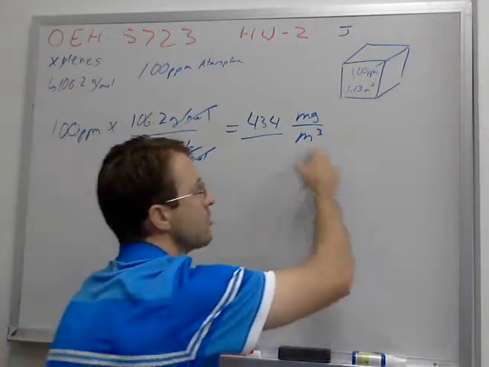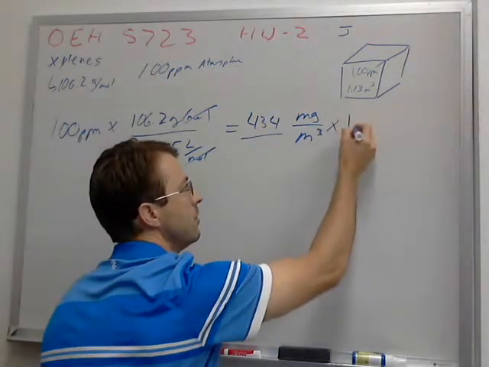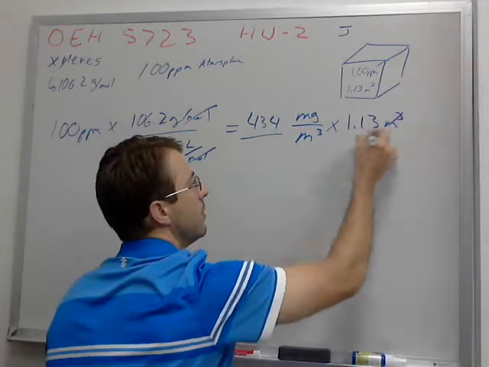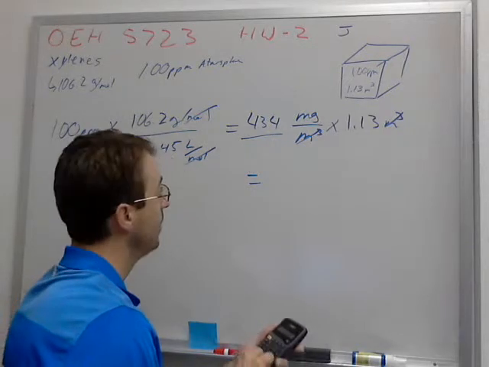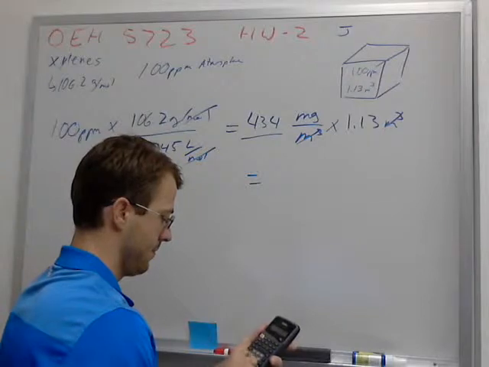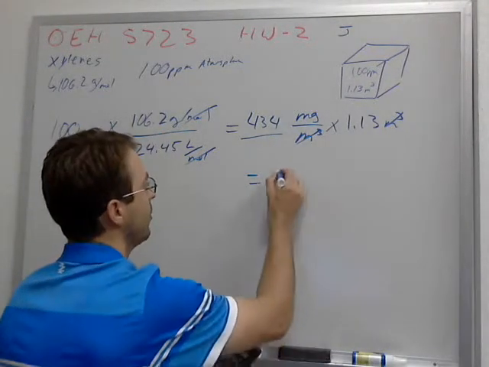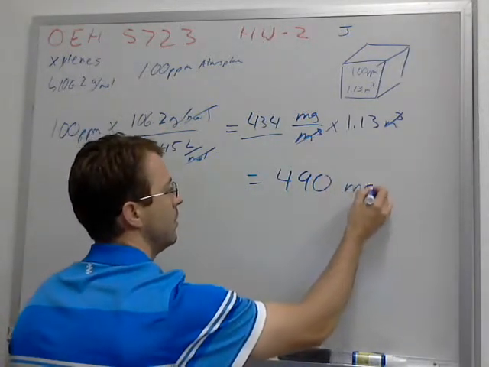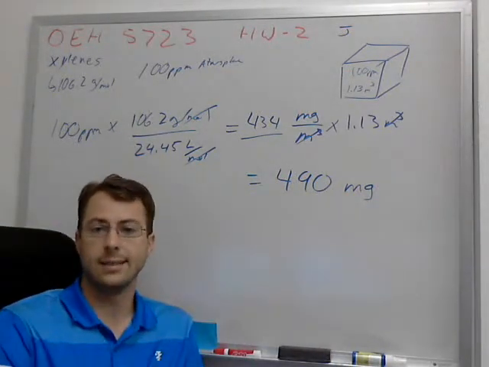So now that I've got this concentration and a volume, if I multiply by a volume, then that gives me mass, right? So I'll be left with milligrams. So 434 times, sorry, 1.13. Typed the wrong number. So basically 490 milligrams. So that's good to know, but xylene is a liquid.